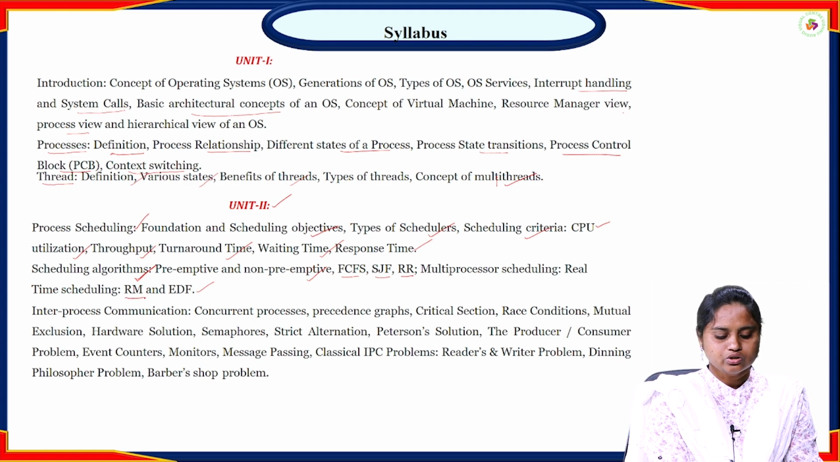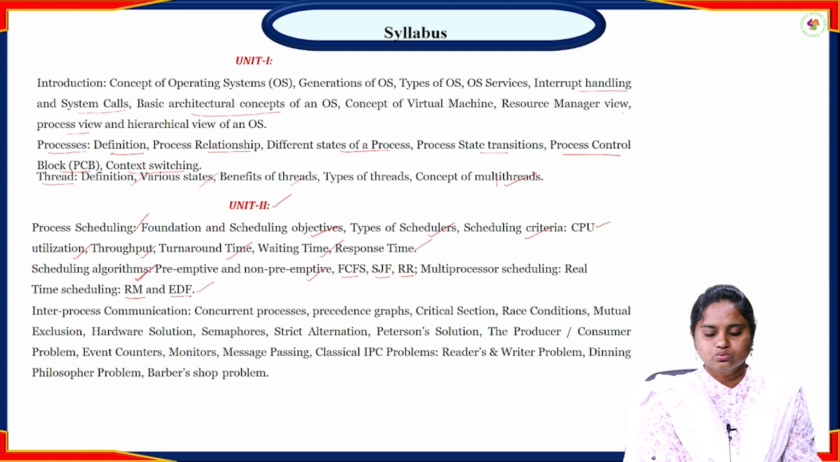One is the rate monotonic scheduling algorithm, and the second one is EDF, earliest deadline first algorithm. These two are the real-time scheduling algorithms. So after that, these two chapters, that is process scheduling and then scheduling algorithms. In the second unit, we have a third chapter, that is inter-process communication.